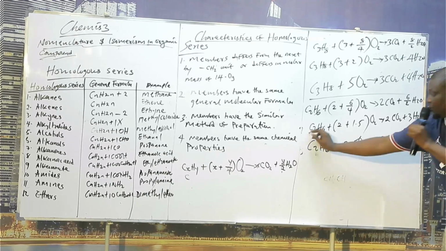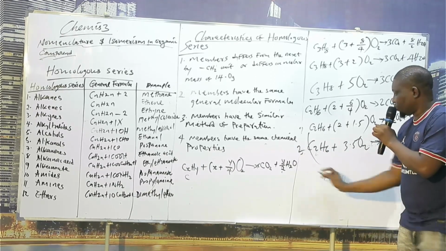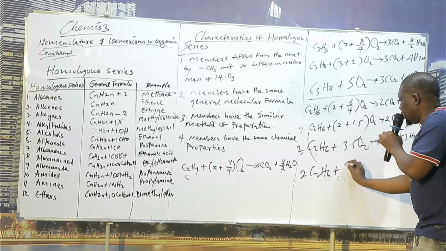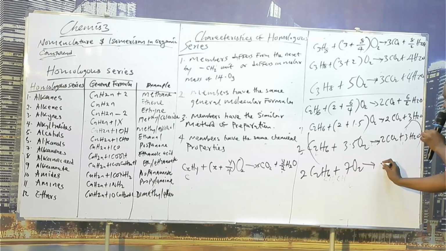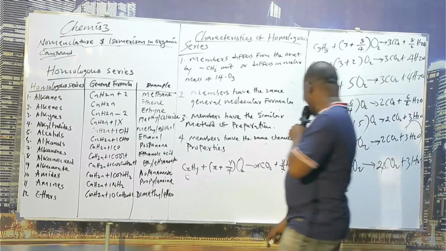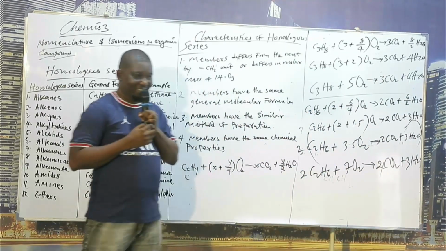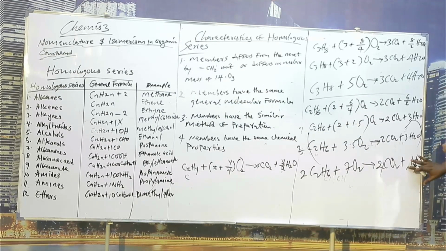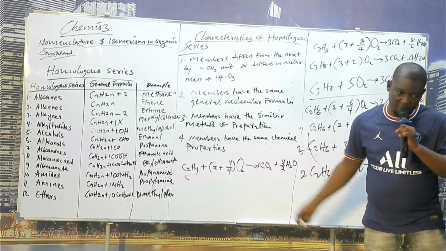Because of the 3.5, what do I do? I multiply by 2. So now I have 2C2H6 plus 7O2 equals 4CO2 plus 6H2O. Is that clear? We've done this before now. I want to use this general formula to balance it.